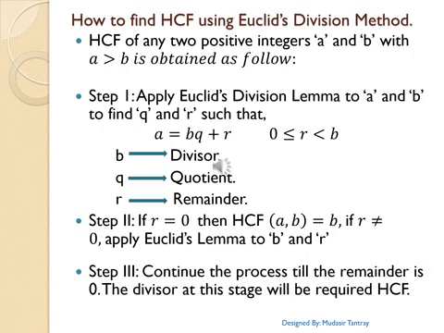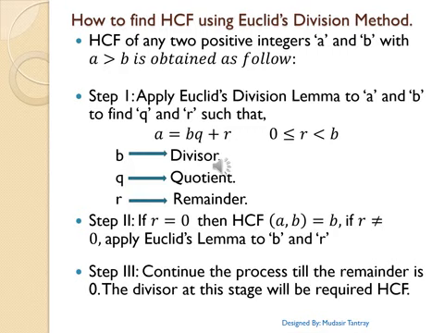How to find HCF using Euclid's division method. HCF of any two positive integers a and b, with a greater than b, is obtained as follows. Step first: apply Euclid's division lemma to a and b to find q and r such that a is equal to bq plus r, 0 is less than or equal to r less than b. b is the divisor, q is the quotient and r is the remainder.